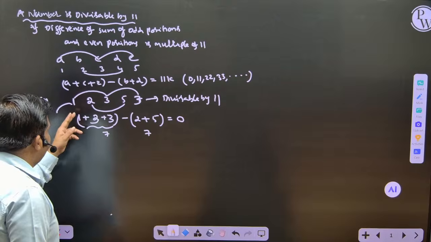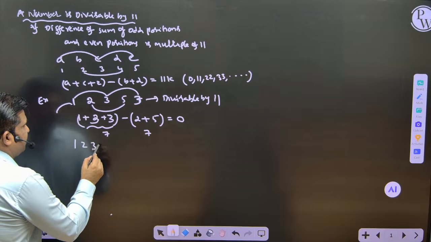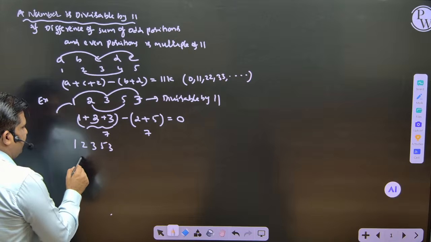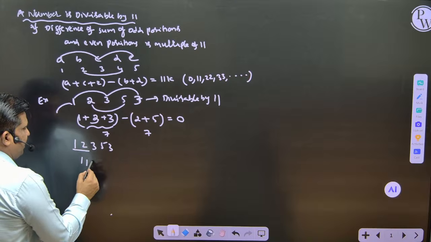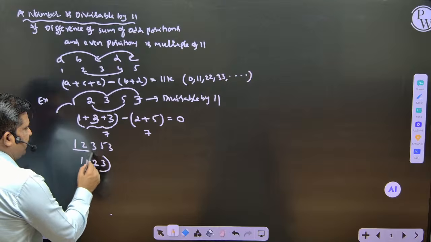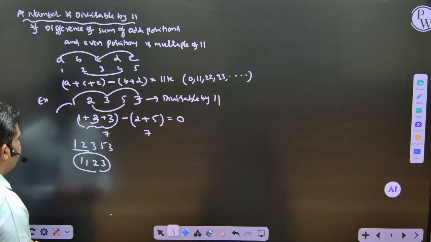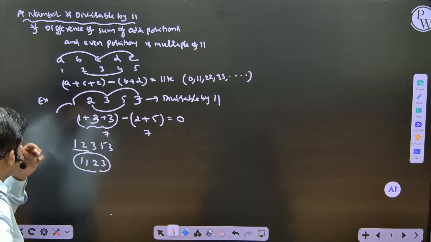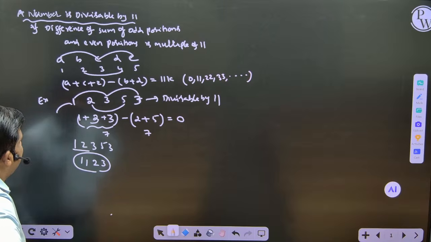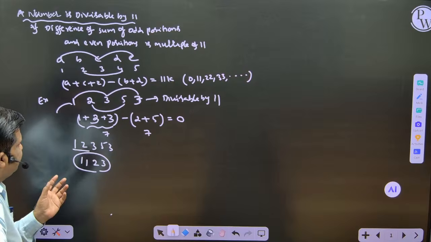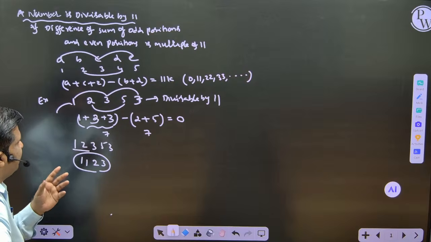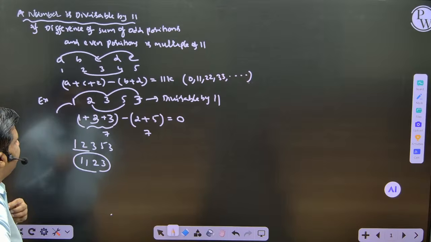How? 11 ones are 11, so you get 1, 2, 3, 5, 3. Divide by 11: 11 ones are 11, 2 5 is there, 11 twos are 22, 3 3 is there, 11 threes are 33. So if you want to check whether a number is divisible by 11, first find the sum of the odd positions and the sum of the even positions. Later take the difference. If it is a multiple of 11, meaning 0 or 11 or 22 or 33, absolutely the number is divisible by 11.